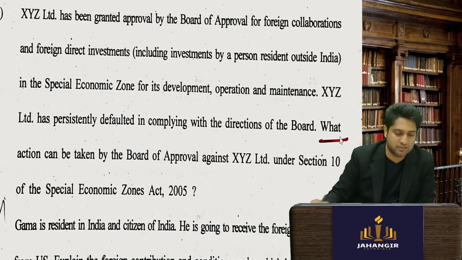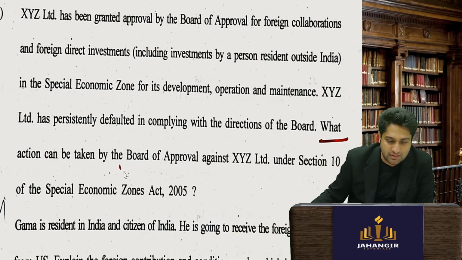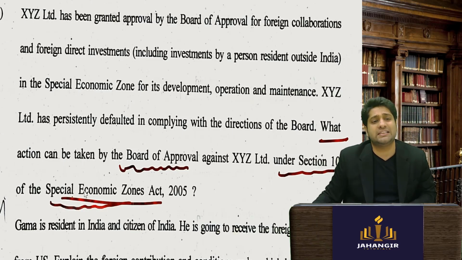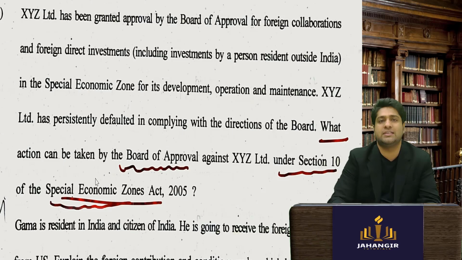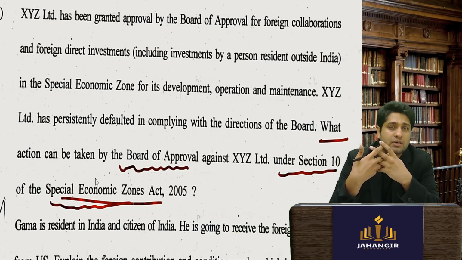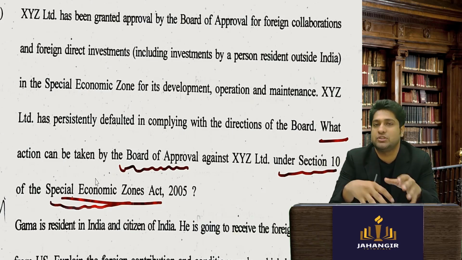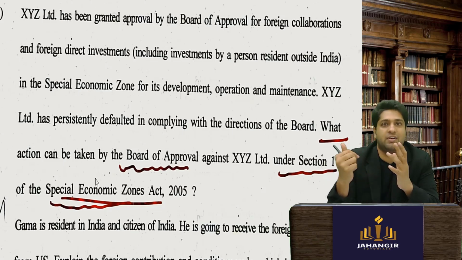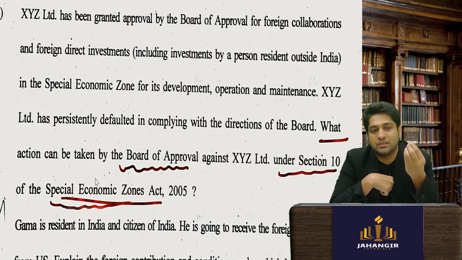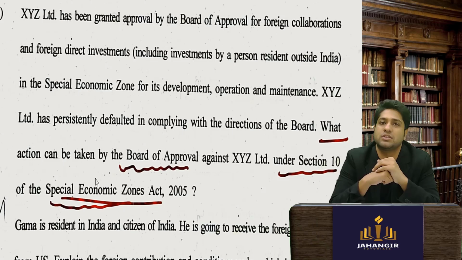First I read the lines. Question: what action can be taken by the board of approval against the company under section 10 of the SEZ Act? So again, board of approval is there. So SEZ developers are there, where entrepreneurs are given certain development rights to go into these zones and develop the area. However, if they don't develop, then action can be taken by the authorities. Here it is the board of approval.